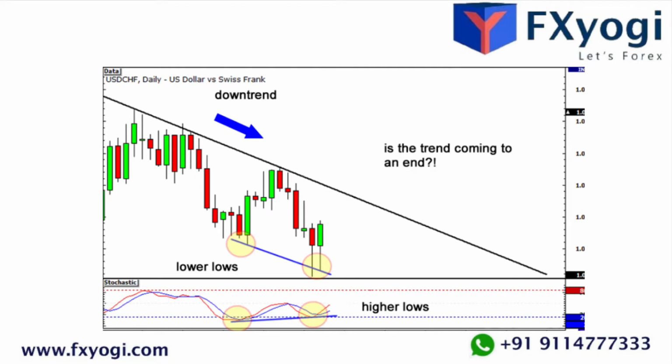First up, let's take a look at a regular divergence. Below is a daily chart of USD CHF. We can see from the falling trend line that USD CHF has been in a downtrend. However, there are signs that the downtrend will be coming to an end. While price has registered lower lows, the stochastic, our indicator of choice, is showing a higher low.